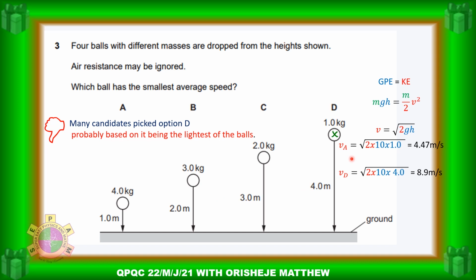If we calculate that, the 4 kg ball dropped from a height of 1 meter falls with an average speed of 4.5 meters per second, while the 1 kg ball dropped from 4 meters falls with an average speed of 9.8, which is almost 9 meters per second. So ball D actually falls with the highest speed. The speed gradually increases from A to D, and the lowest is A. So A is the correct answer to this question.